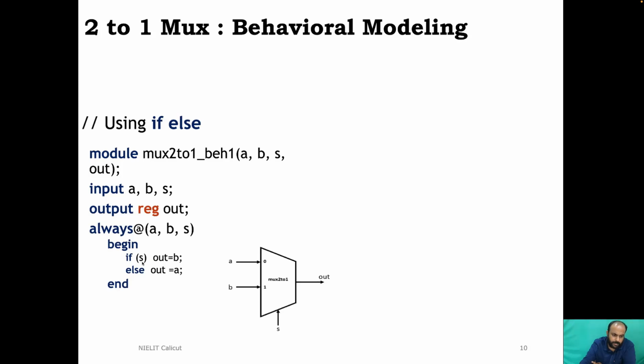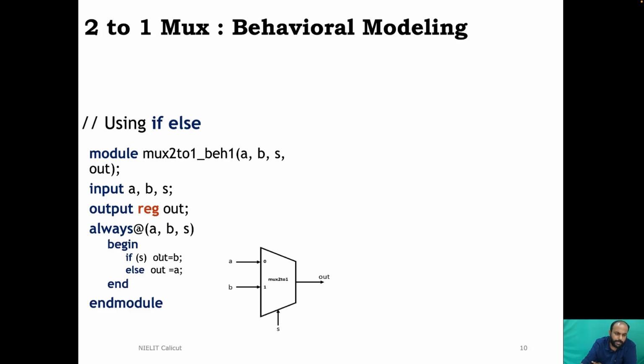So if S, what should be the output? According to my specification, if S is equal to 1, the output should be P. Else, my output may be A. So that is what I accomplished here. Whenever I have written a begin to start grouping the statements, once it is done, I should put an end. Then I am good to write the end module and terminate the program.